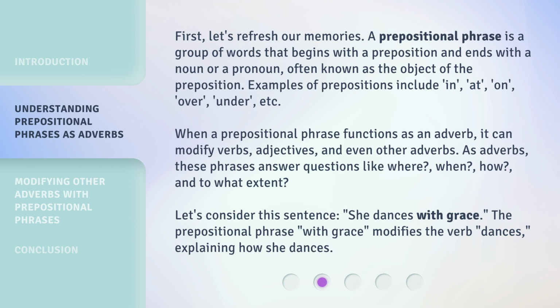Let's consider this sentence. She dances with grace. The prepositional phrase, with grace, modifies the verb, dances, explaining how she dances.